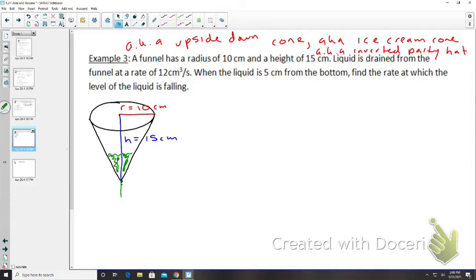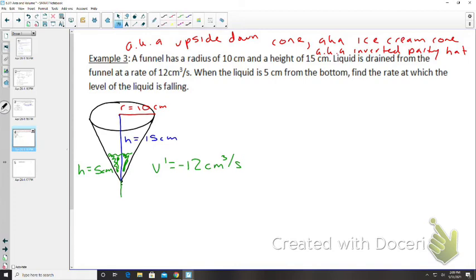Okay, so this whole height is 15 centimeters, right? And we know the rate. Liquid is drained from the funnel, so V prime is negative 12 centimeters cubed per second. When the height is 5 centimeters from the bottom, find the rate at which the level of the liquid is falling.